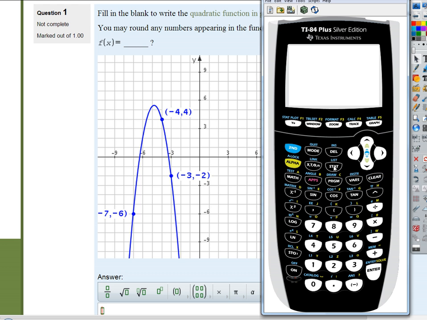that's where we just go stat edit. Here's where we just need to put in all the ordered pairs. The parentheses got cut off, but it's supposed to be a point also.